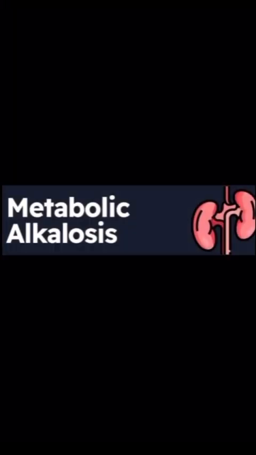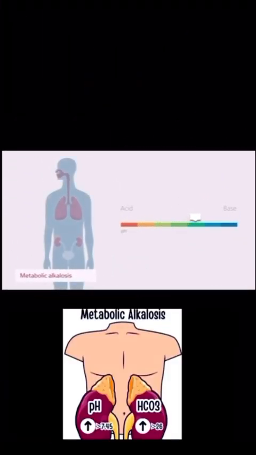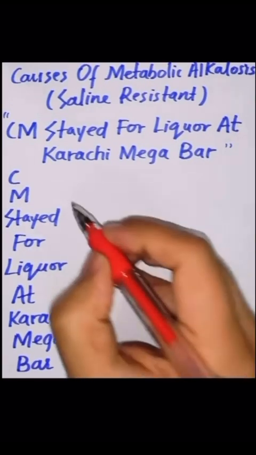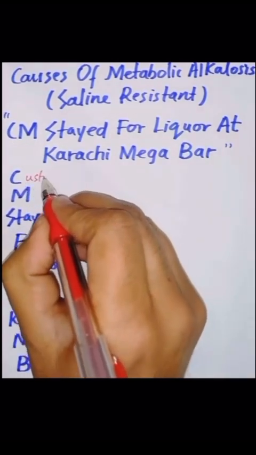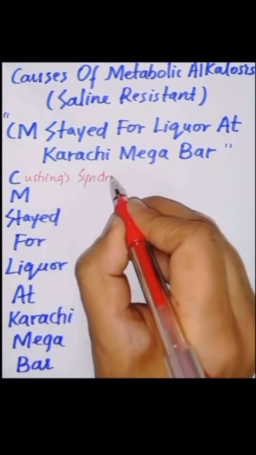Metabolic alkalosis. This is when there is a decrease in hydrogen ion concentration and bicarb concentration, causing an increase in the pH level. Causes of metabolic alkalosis include Cushing's syndrome, caused by having too much of a hormone called cortisol in your body.